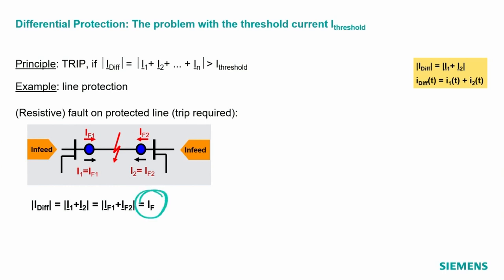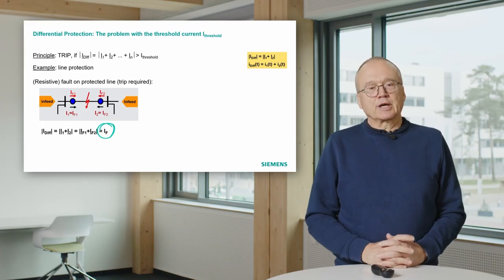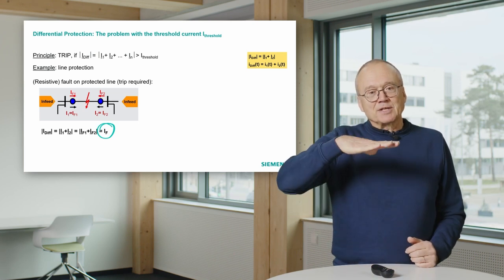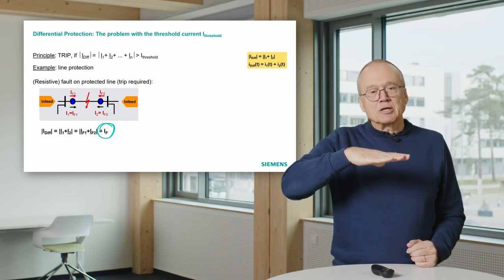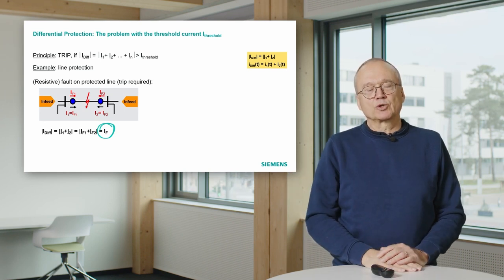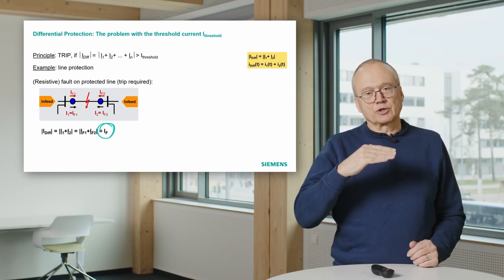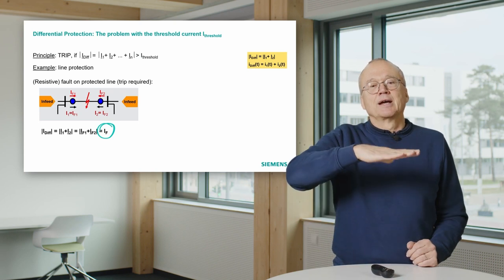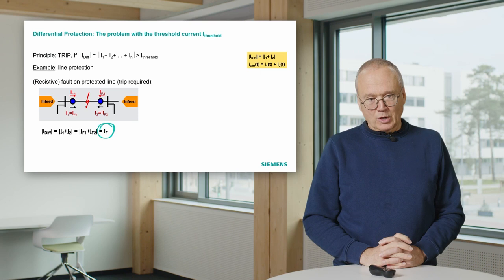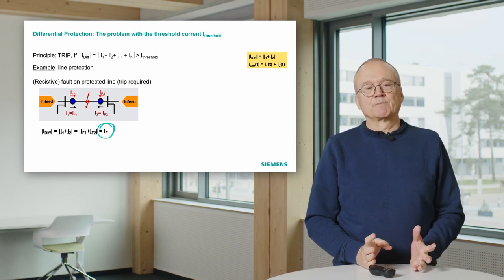And now that means, for instance, if we have a resistive fault, the fault current can be pretty low. Let's assume in this case we have a fault current maybe of 300 or 400 amps. That means our threshold must be lower than the lowest fault current we want to catch. That means if we want to catch a fault of 400 amps, our threshold must be lower than this value of 400 amps.